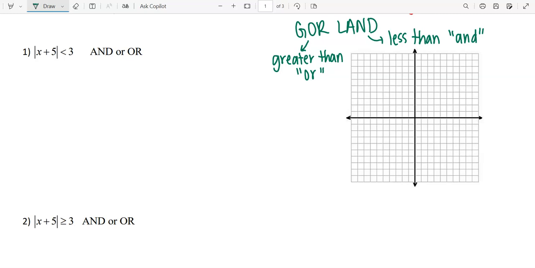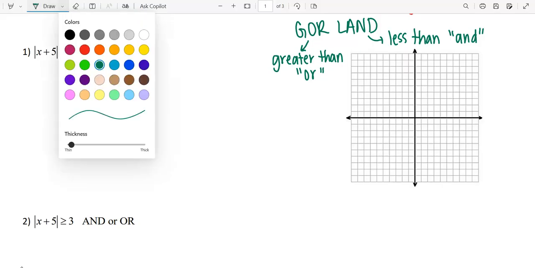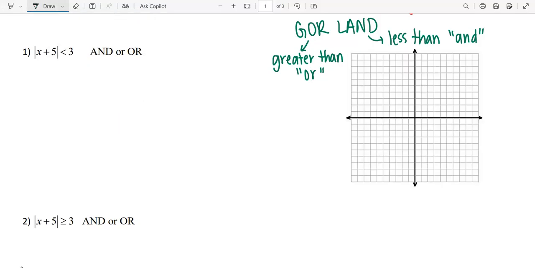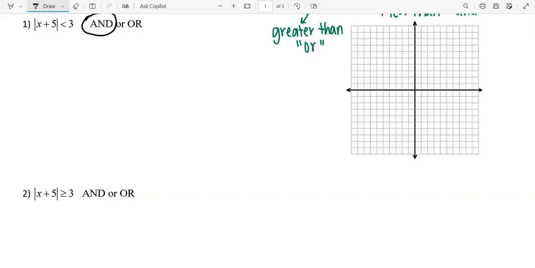So looking at number 1, is our absolute value isolated? Yes. So is it greater than or less than? Less than. And Goreland tells me less than is an and. So circle and.